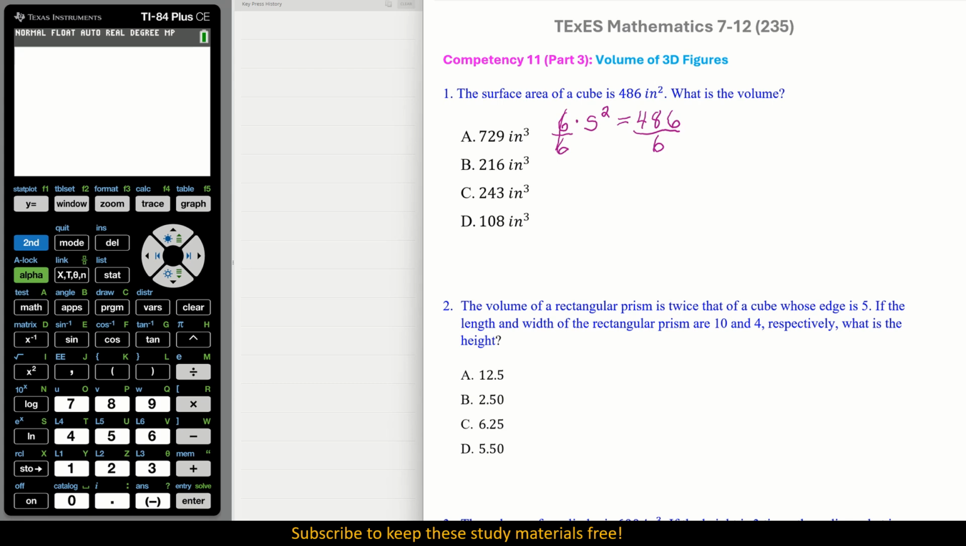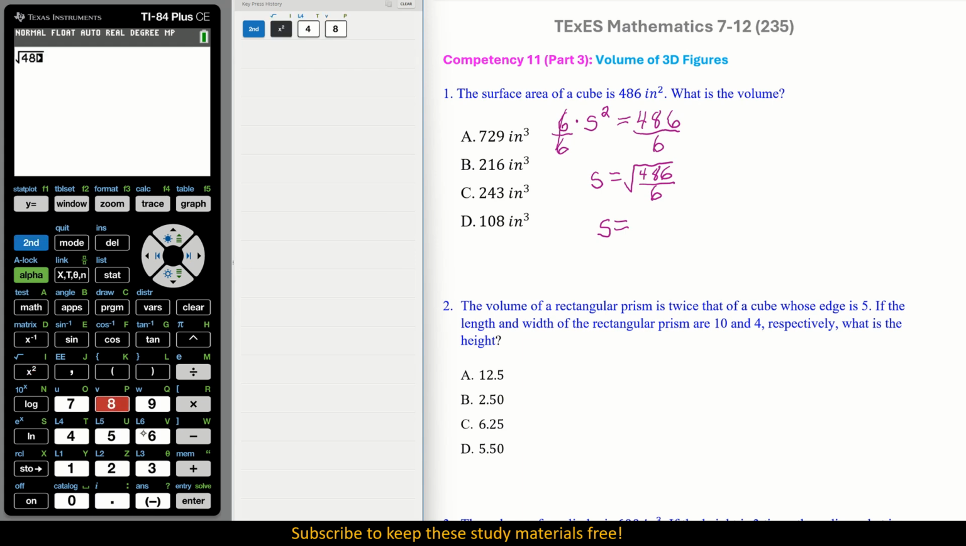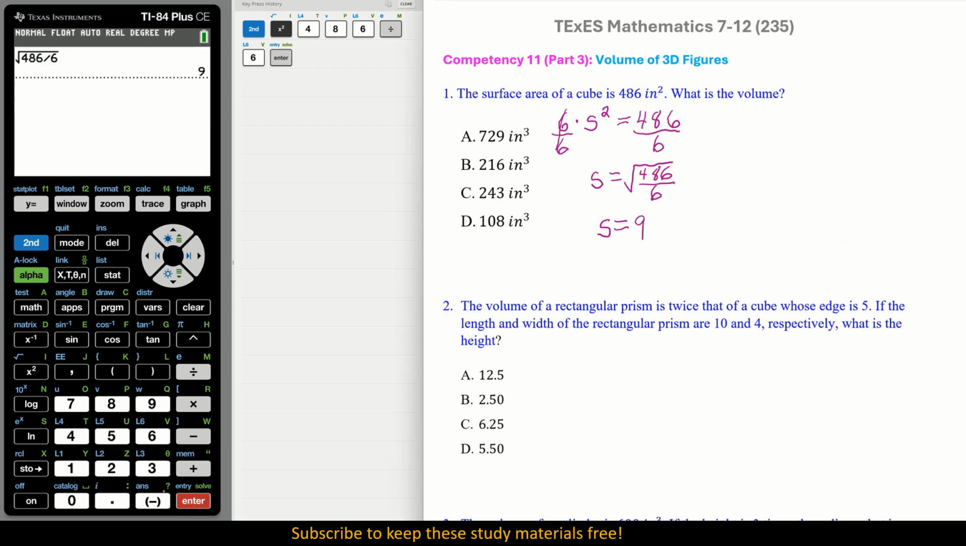And that will give us, now, I'm going to go ahead and skip a step. We are putting both sides under the radical. So that will equal S. And then under the radical, we get 486 divided by 6. So let's put that in the calculator. We have second radical 486 divided by 6. And that gives us a side length of 9.